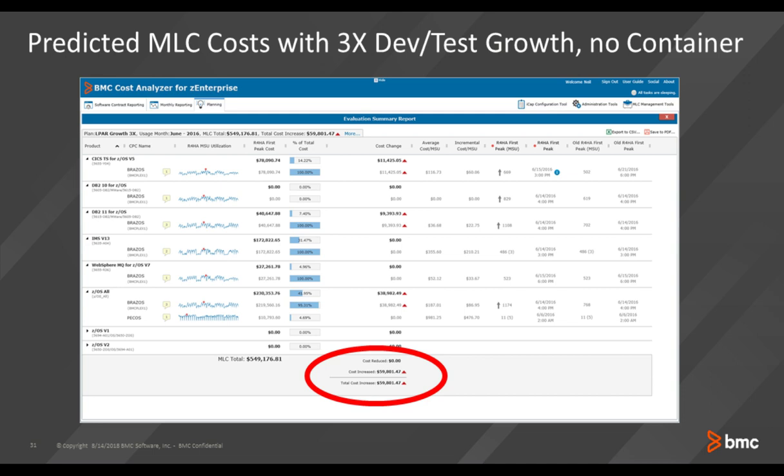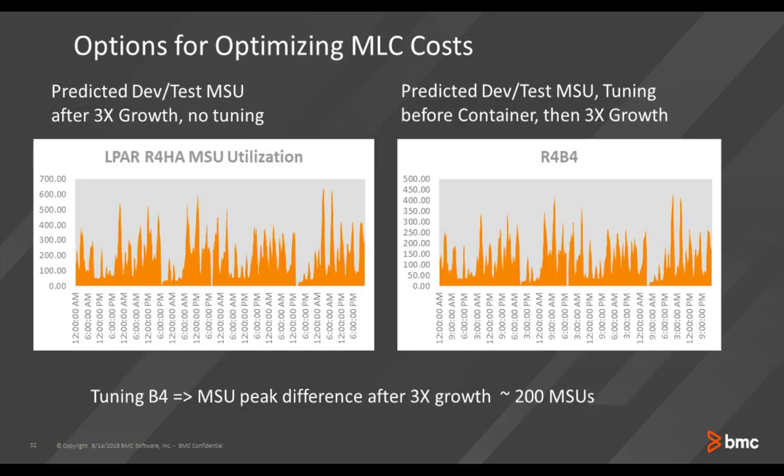So if our dev test container is allowed to grow without incurring impact or additional cost, what if it grew 3 times? And this takes a look at the MLC monthly cost if there were 3 times dev test growth and no container, and no growth assumed on the other systems. So the net is about $60,000 a month increase after 3 years.